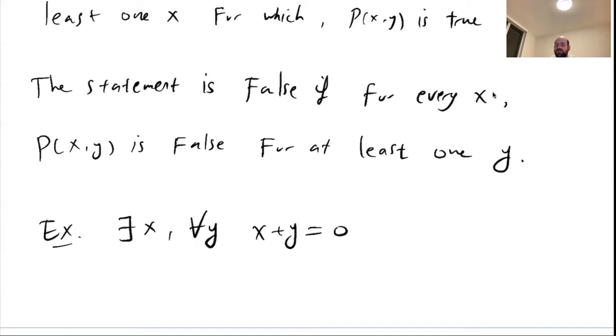What about x equals 2? Well, 2 plus y equals 0. Can we say this is true for every y? Again, obviously no. 2 plus y is equal to 0 only for one value of y, which is y equals minus 2, not for every y. A similar argument holds for other x values as well. So I can say that this is false.